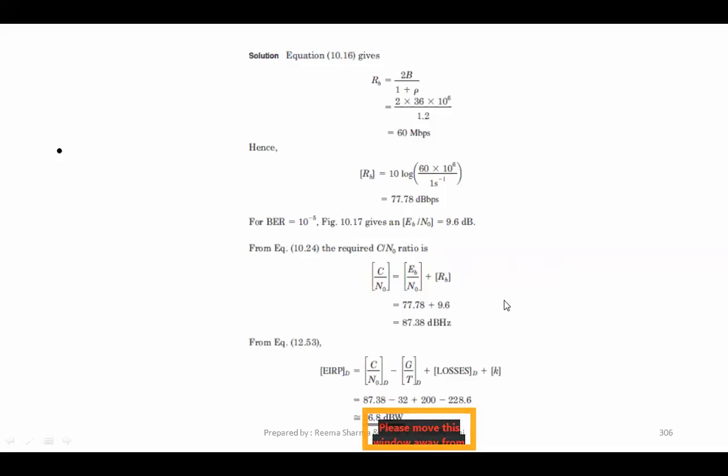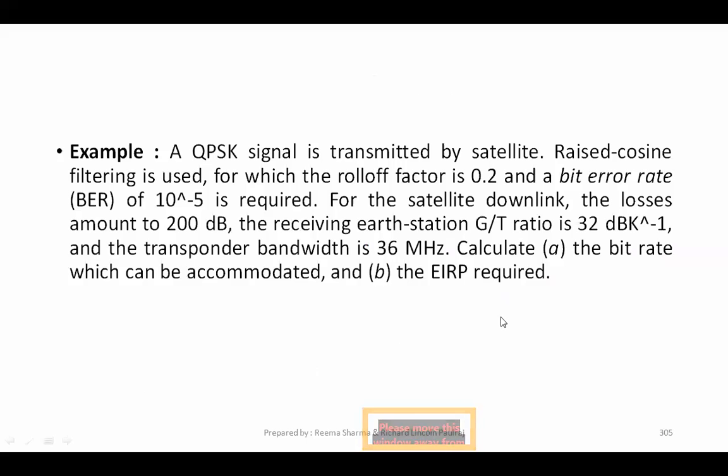We have another problem here, which talks about our QPSK signal. We will look into it and try to understand how to go about solving this problem.